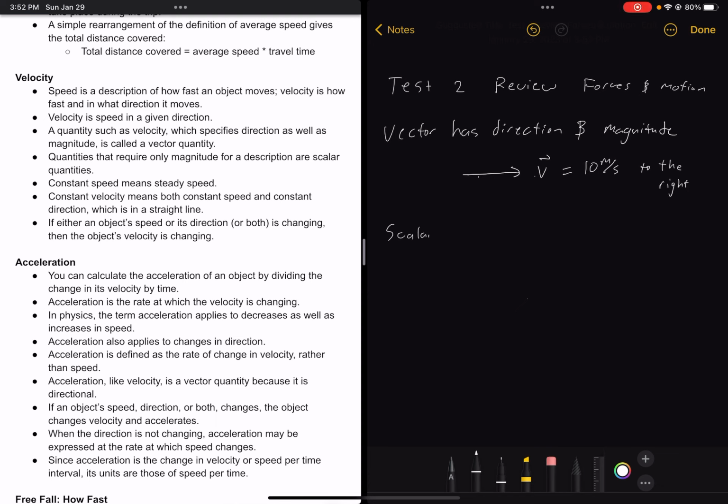A scalar only has direction. I'm sorry, I misspoke. It only has magnitude. No direction. So this is stuff like mass, volume, temperature. These are things where you don't specify a direction, okay? Whereas vectors are quantities that have direction and magnitude. All right, so make sure you know that. So velocity is a vector because you have to specify the direction. Acceleration is also a vector because, again, you're specifying the direction.